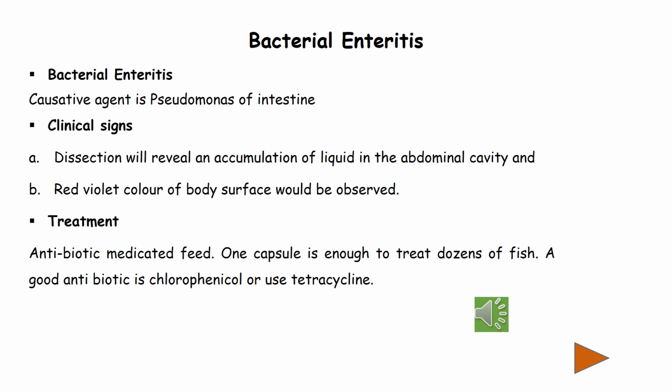Bacterial enteritis. The causative agent is Pseudomonas of the intestine. If the fish is dissected, it will reveal an accumulation of liquid in the abdominal cavity, and there will also be a red-violet color of the body surface. You can treat this fish with antibiotic medicated feed. One capsule is enough to treat dozens of fish. A good antibiotic is chloramphenicol, or use tetracycline.